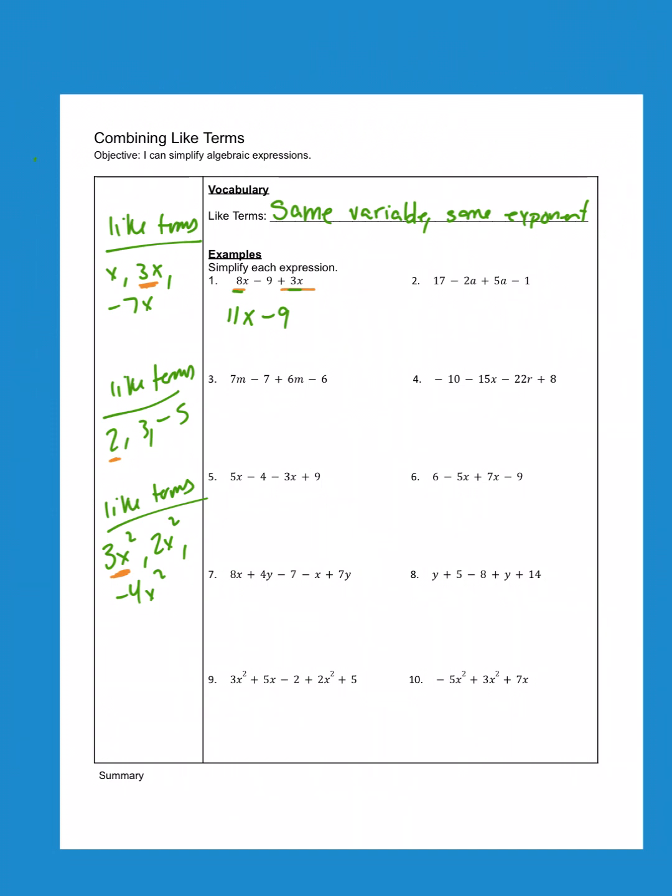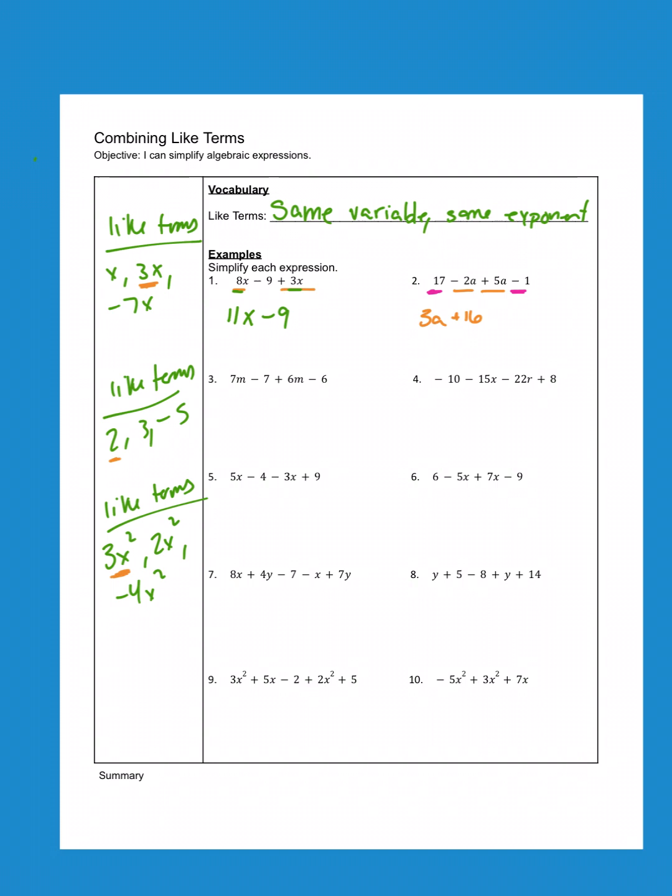For number 2, I have two sets of like terms. I see a negative 2a and a positive 5a. So you've got to remember our integer rules. Negative 2 and positive 5 makes positive 3a. Then I also have a positive 17 and a negative 1. And when I put positive 17 with a negative 1, that makes a positive 16. So that would simplify to 3a plus 16.